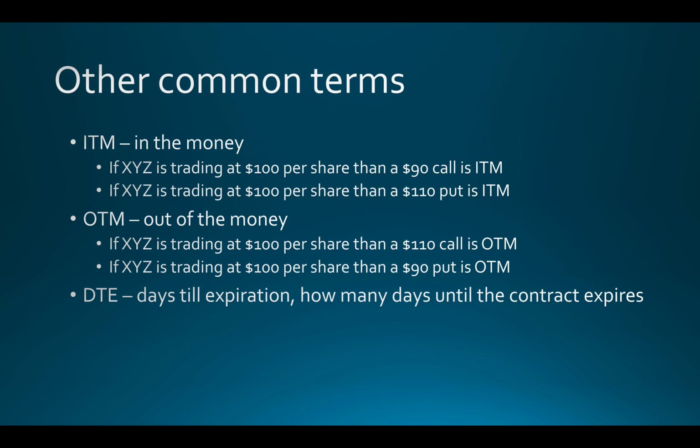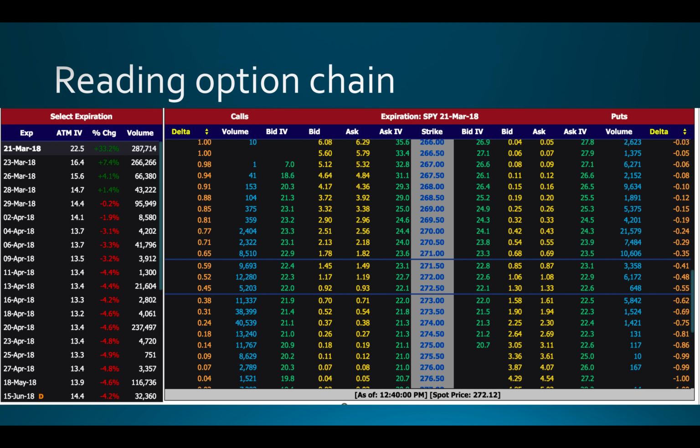Other common terms that I will discuss in this presentation, and common abbreviations that you will see, are in the money, ITM, out of the money, OTM, and DTE, days till expiration. A contract is in the money for a call if its strike is below the underlying price of the asset, and for a put if it's above the underlying, and out of the money is just the opposite.